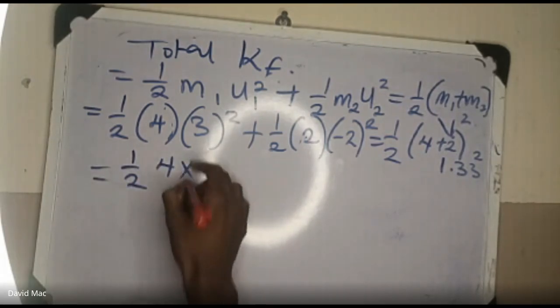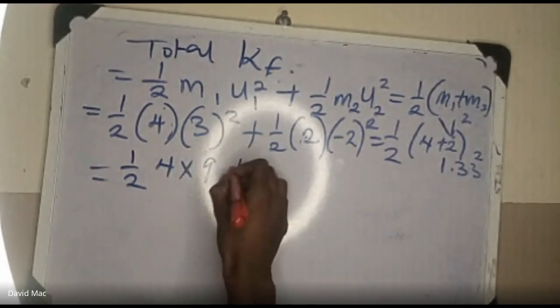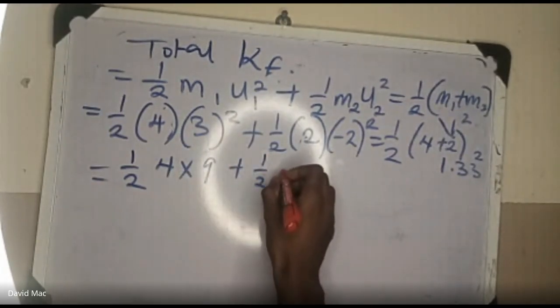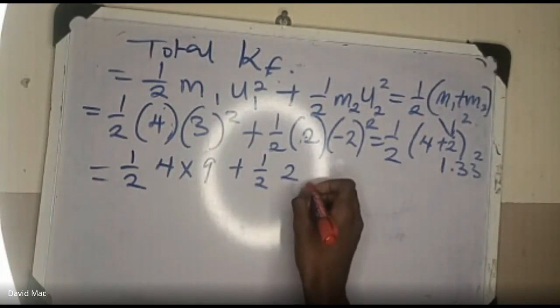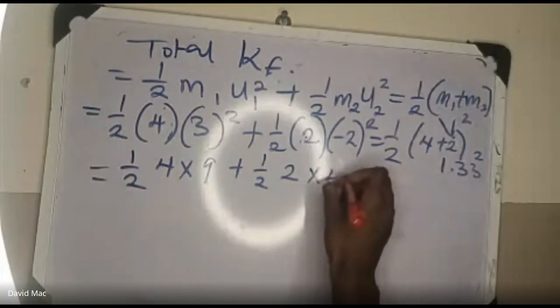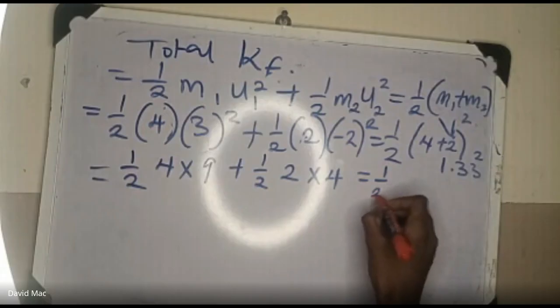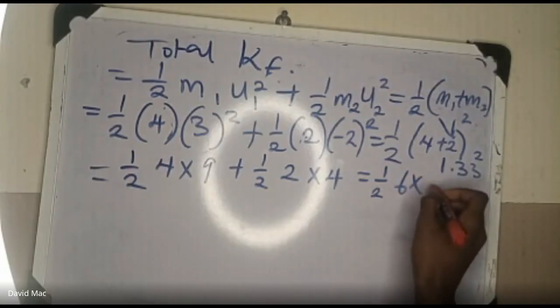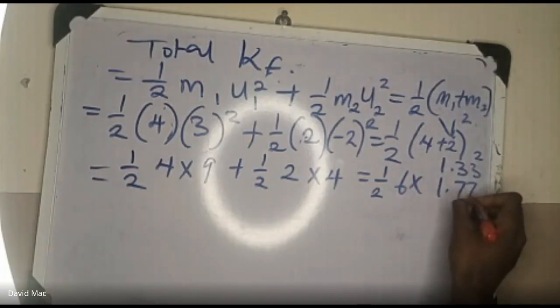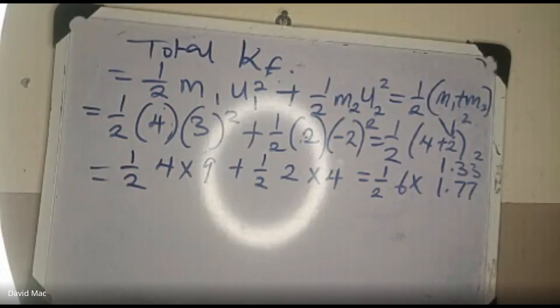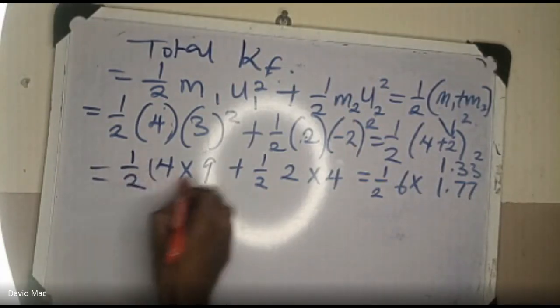4 times 3 squared is what? 9, plus 1 over 2 times what? Times 4, because minus 2 squared is 4, is equal to 1 over 2 times 6 times what? Times 1.77. Are you following? Let's put this in brackets.